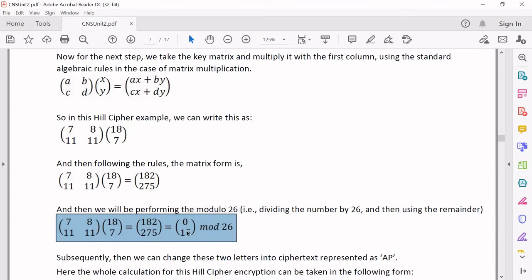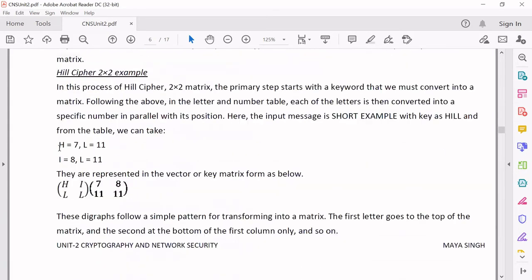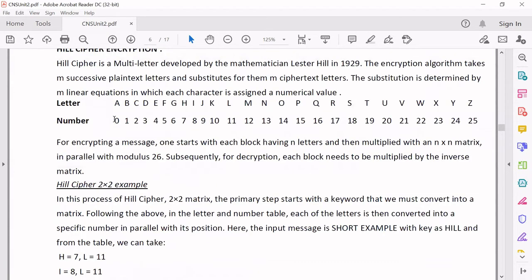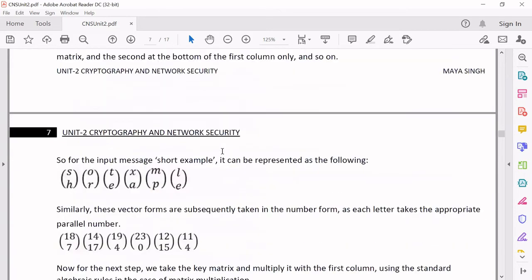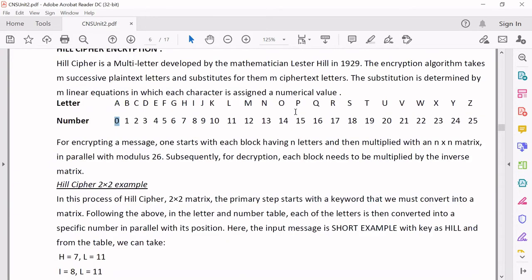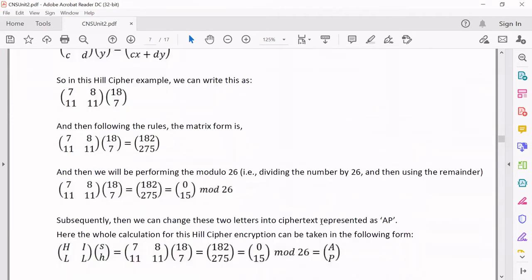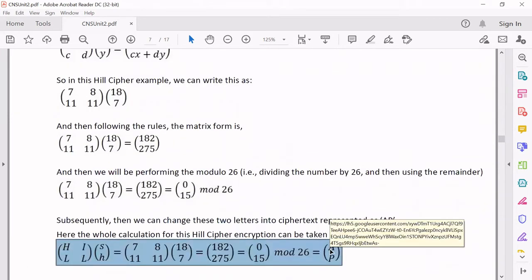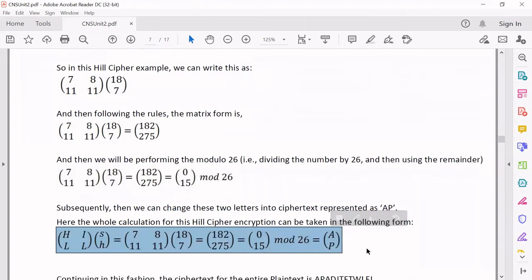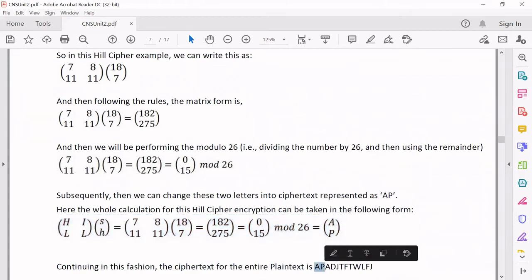Now for this, we can find the corresponding letters. For 0, what is the corresponding letter? It is A. And what is the other one? 15. The 15 corresponding letter is P. So here you will have taken it as A, P. So the first text, that is S and H, is replaced by A and P. That is what is given here.